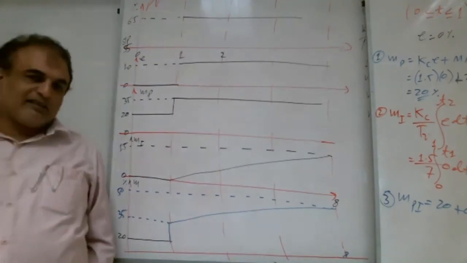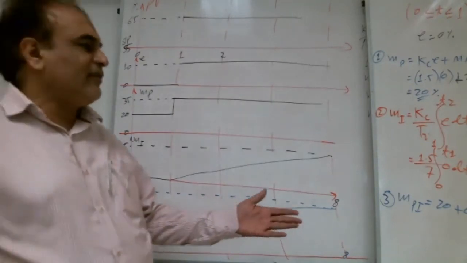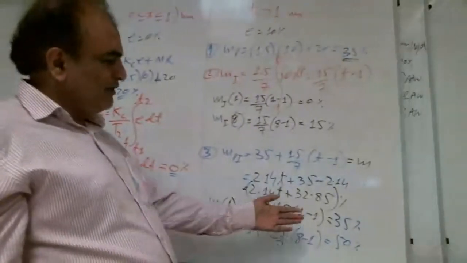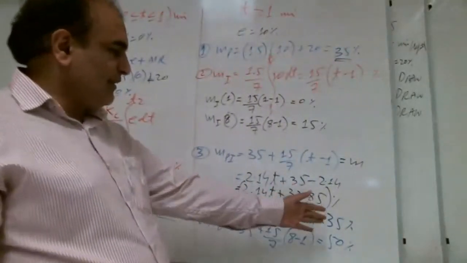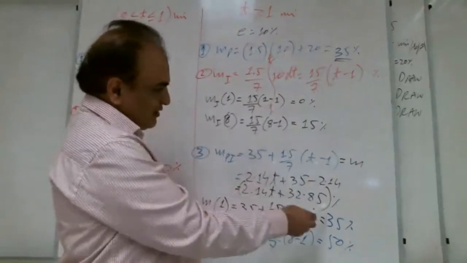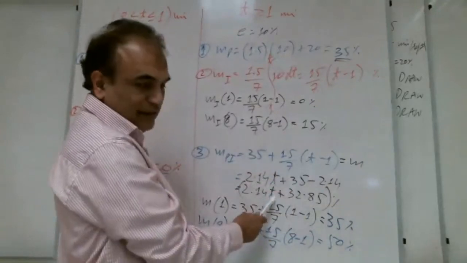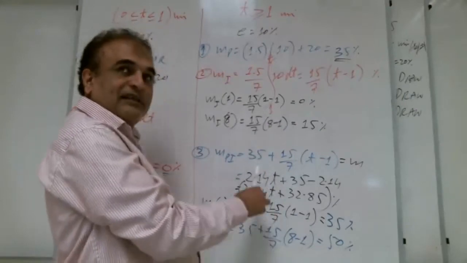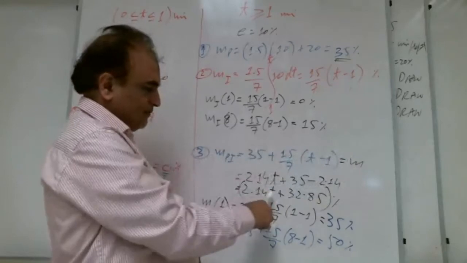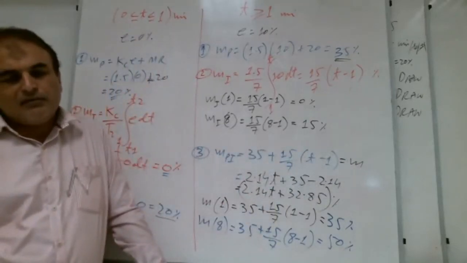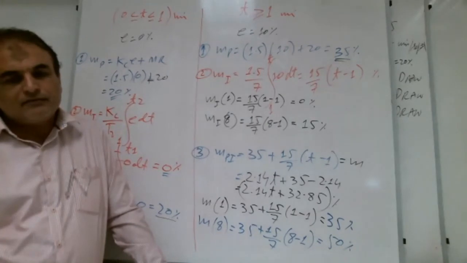Now one brother was asking, if it goes more than 100, then what do we do? Luckily, here it is not going more than 100. If it goes more than 100, then we put this equation equal to 100 and find the T when it becomes 100. After that it becomes saturated, a straight line. You are with me? Okay, that's good.